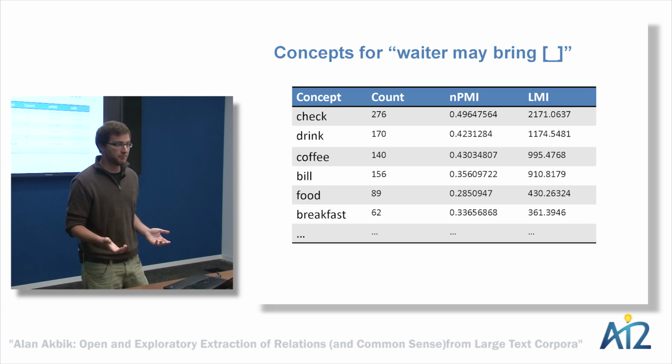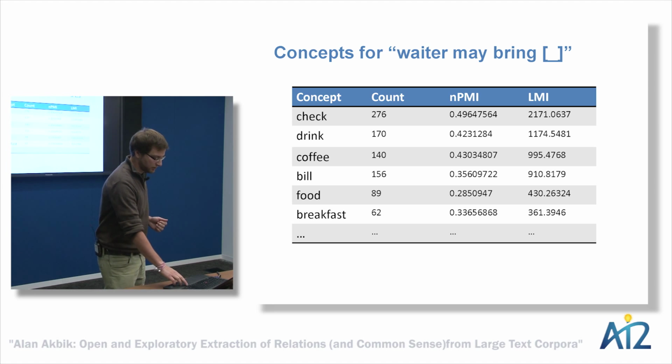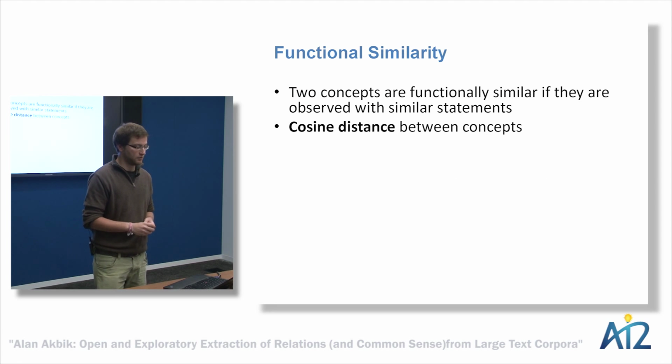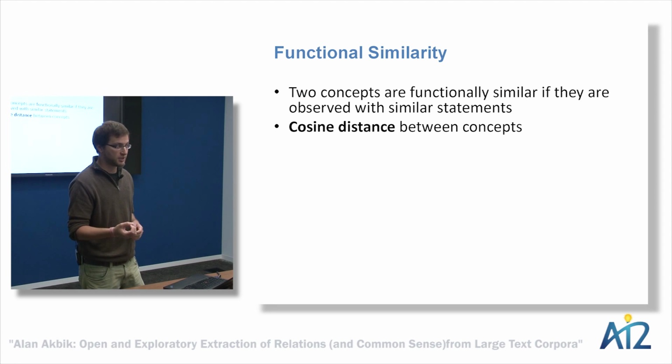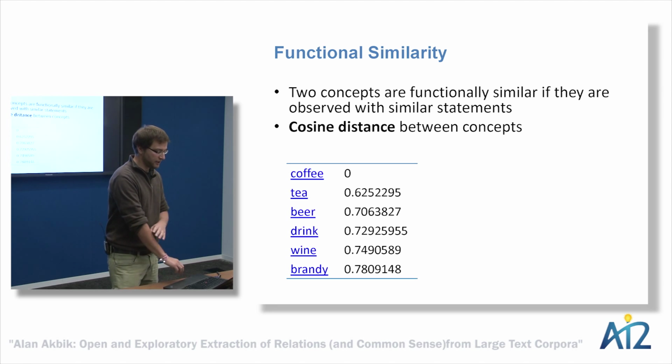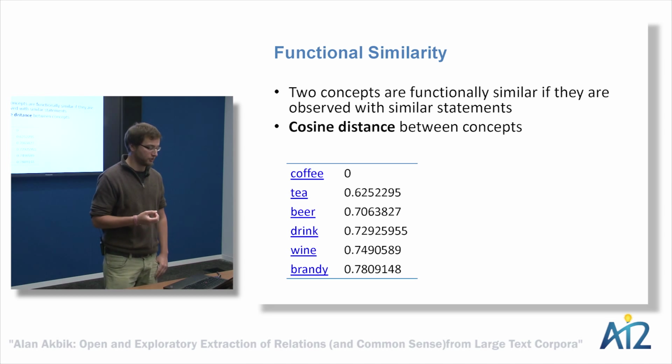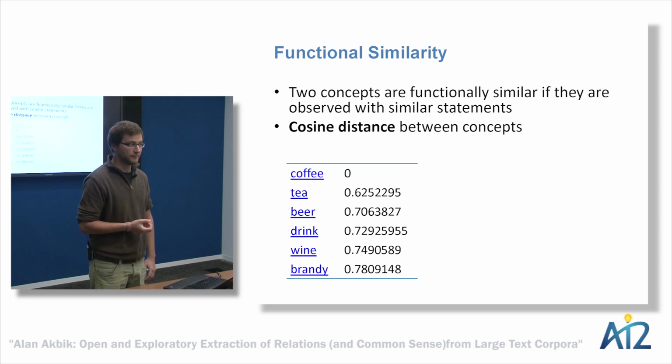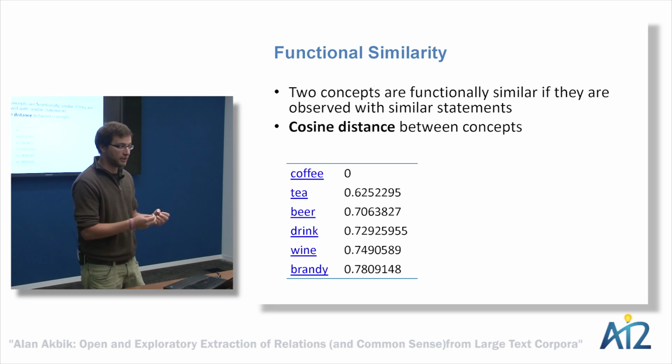Now that we have this matrix, we can actually go further. We could compute the similarity of concepts by doing the cosine distance over their statement vectors. If we do that, we find out that coffee is functionally similar to tea and other beverages. The nice thing about this is that we don't only have a number, but we can actually see how they are similar. We can ask, why are coffee and tea similar? Because you can drink them, because they may be served, and so on and so forth.